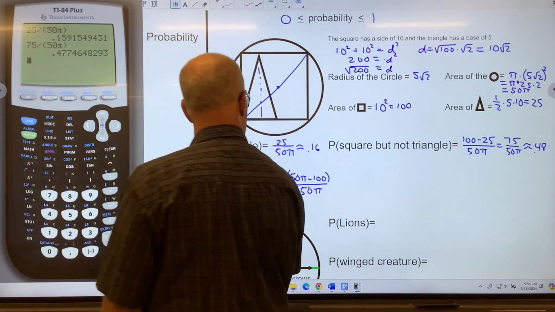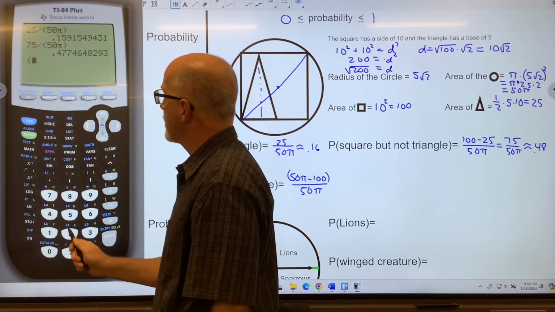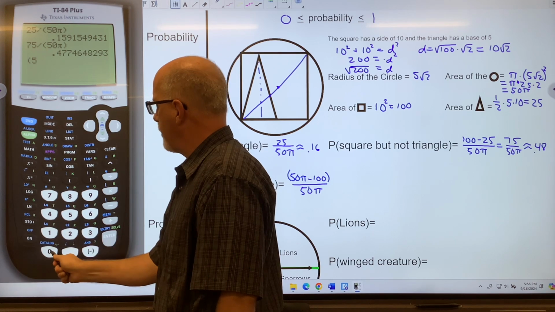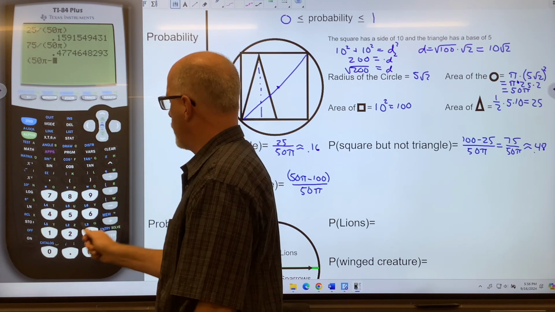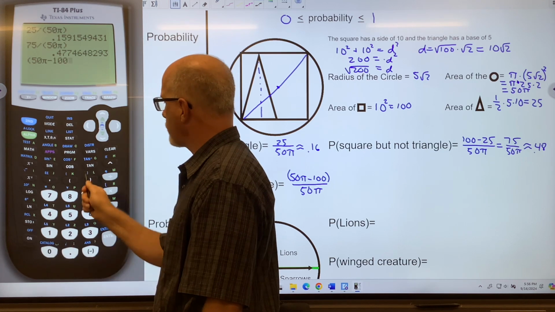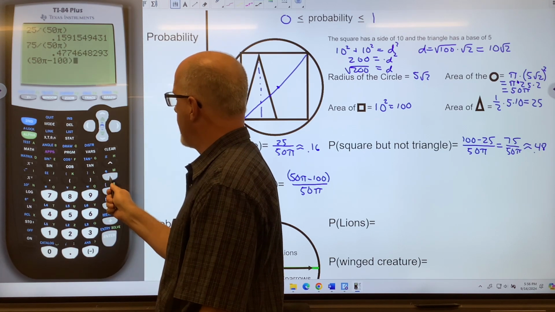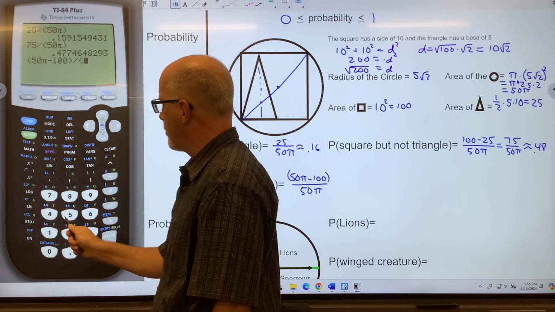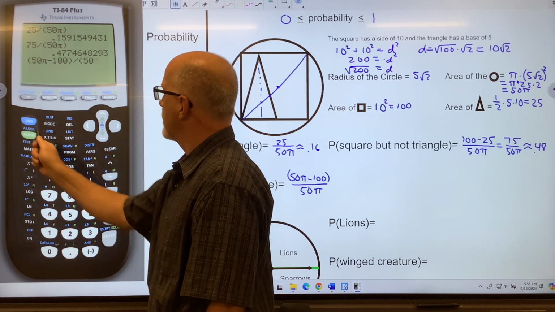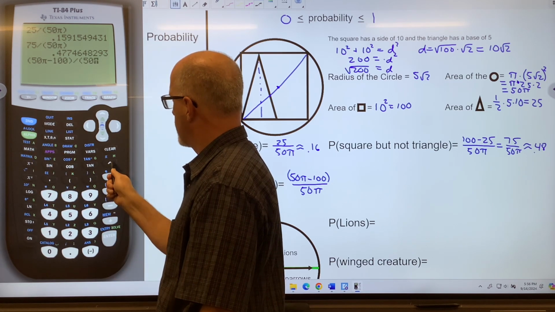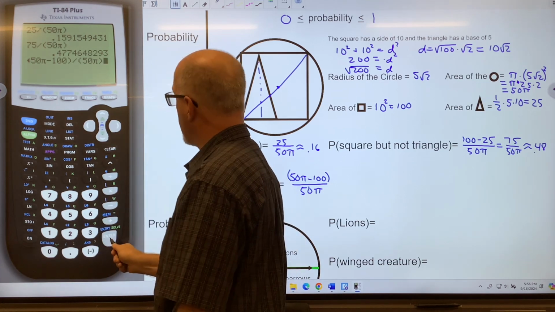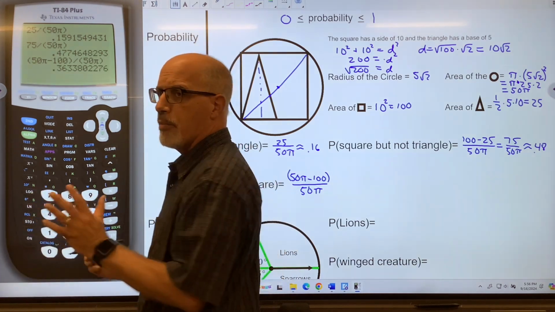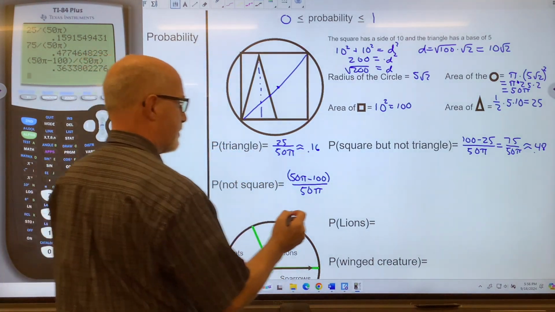Now let's do parentheses, 50 pi minus 100, and divide that by my 50 pi in parentheses. Okay, and that gives me a probability of about 0.36.